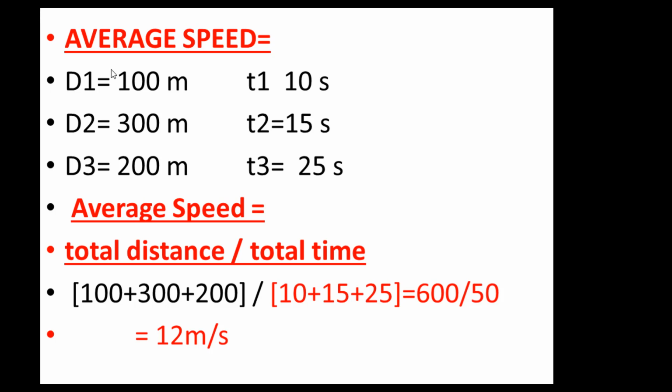We make the summation. 100 plus 300 plus 200 equals 600. Very good. 10 plus 15 plus 25 equals 50. So 600 over 50 seconds equals 12 meter per second. Notice that it is meter per second.